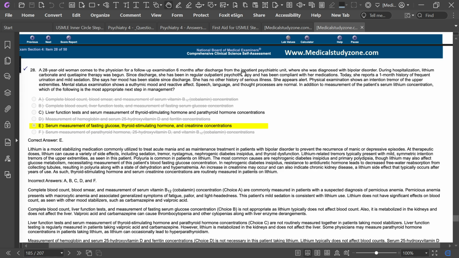Increases in creatinine may occur and can also indicate CKD, a lithium side effect that typically occurs after years of use. As such, TSH and serum creatinine concentration are routinely measured in patients on lithium.